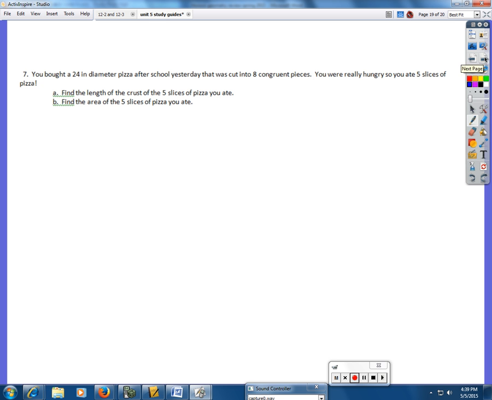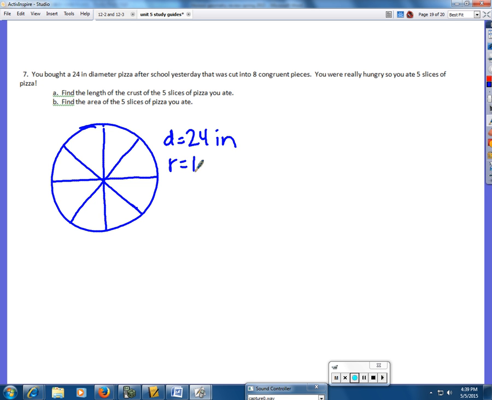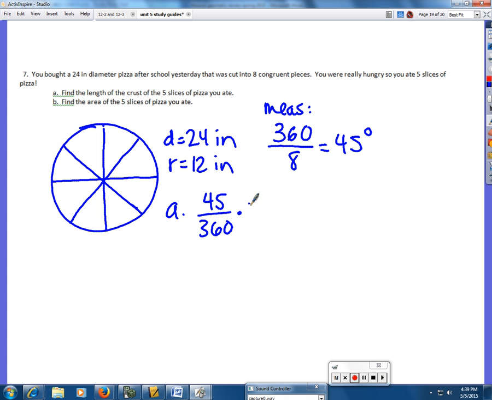Number 7, you have a pizza cut into 8 pieces, so your typical pizza, and the diameter of this pizza is 24, which makes the radius 12. If I have 8 pieces and the total measurement would be 360 degrees, I divide that by 8, and I get 45 degrees for my measurement. So if I want the length of the crust, I'm using circumference, so that's pi times diameter. I do 45 over 360 times 24 pi. You put that in the calculator, you get 3 pi inches, which is approximately 9.4 inches.